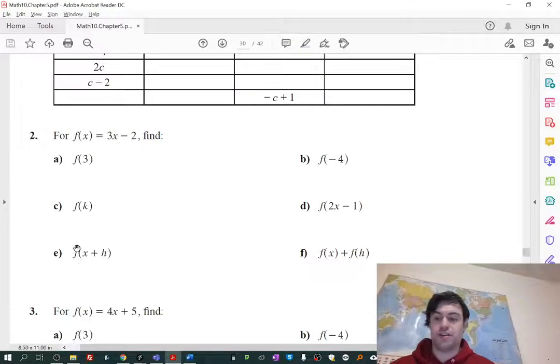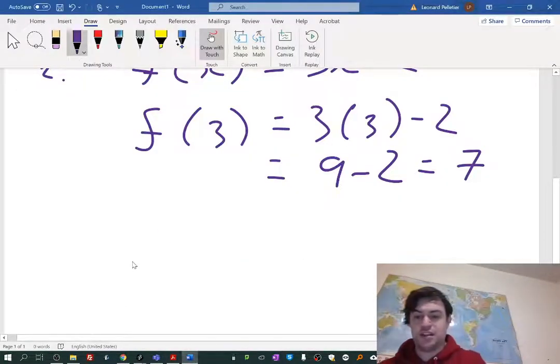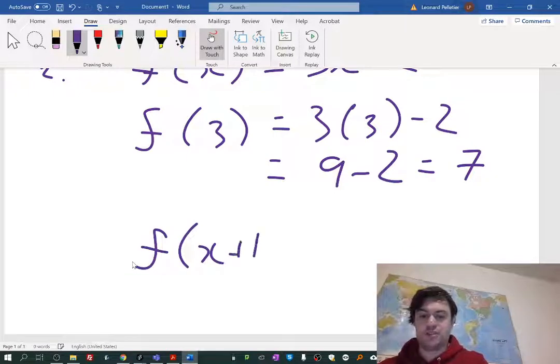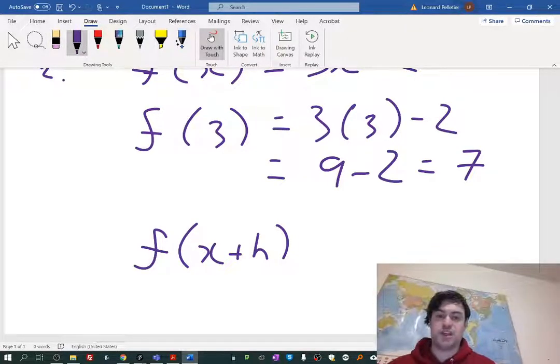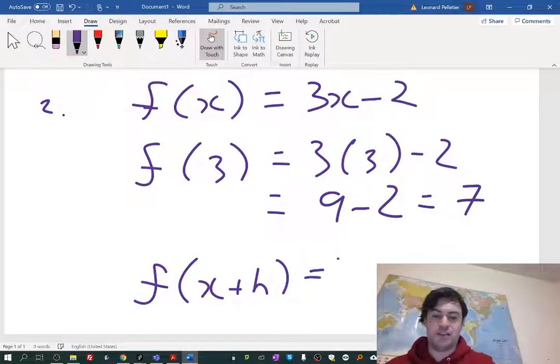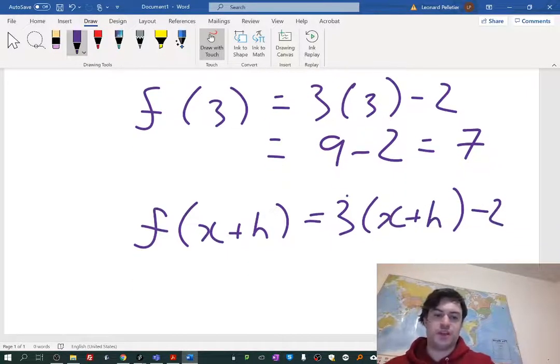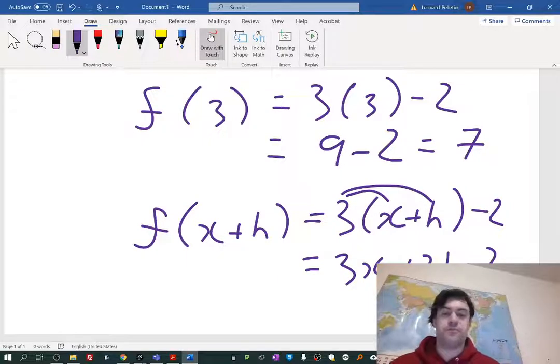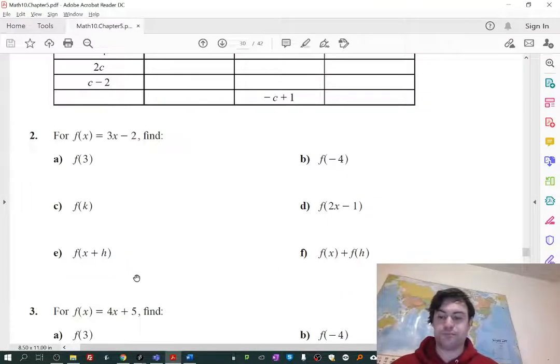Some of them get a little trickier, though, like what about f of x plus h? That's okay, no big deal. For f of x plus h, we're saying x is now x plus h. So we just plug in x plus h where x was. So we'd get 3 times (x plus h) minus 2. We're going to have to multiply that into the parentheses like this. So we get 3x plus 3h minus 2. Can't really simplify it any further. That's what it is. So do you see how this thing inside the parentheses is plugged in? That's what's going on here, and that's why that's the answer.